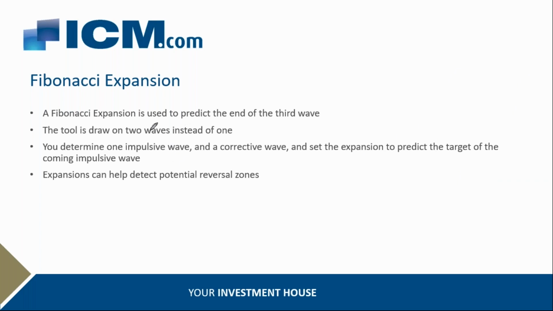So to recap, Fibonacci expansion is used to predict the end of the third wave. The tool is drawn on two waves instead of one. You should determine the first impulsive wave and then another corrective wave, and set the expansion in order to predict the target of the coming impulsive wave. And expansions are used to help detect potential reversal zones, or the PRZ, that is very familiar for those who rely on harmonic patterns.